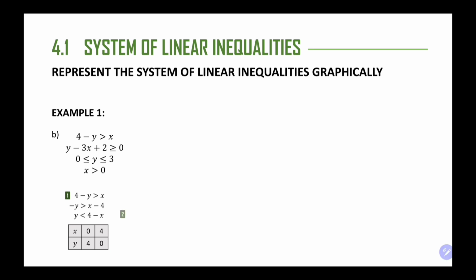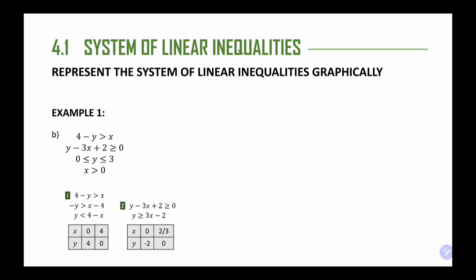Next equation, we have y minus 3x plus 2 greater than or equal to 0. We arrange it first. Then we get y greater than or equal to 3x minus 2. Next, we find the intercepts. When x equals 0, we get y equals negative 2. And when y equals 0, we get x equals 2 over 3.